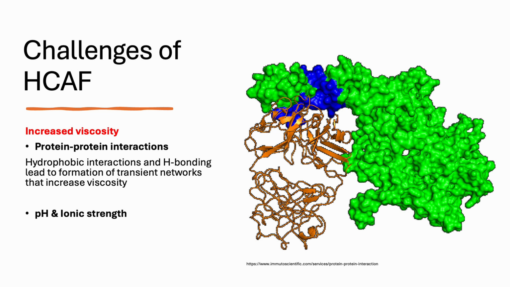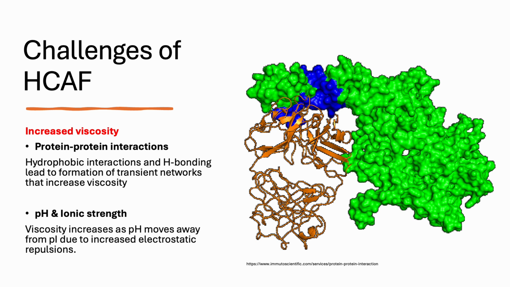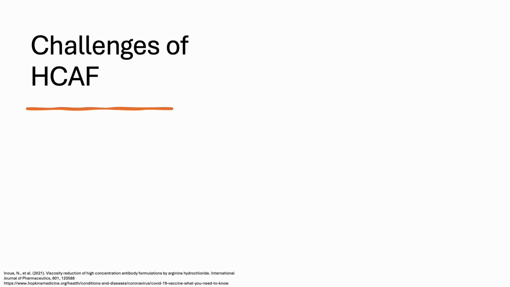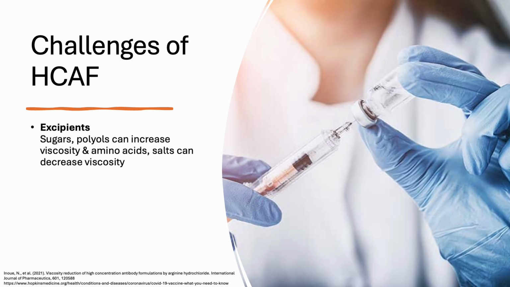It is also due to pH and ionic strength. The viscosity of antibody solutions is typically lowest near the isoelectric point of the protein, where the net charge is zero, and it increases as the pH moves away from the isoelectric point due to increased electrostatic repulsions. And high ionic strength can shield electrostatic repulsions between protein molecules, leading to increased viscosity. It also depends on excipients.